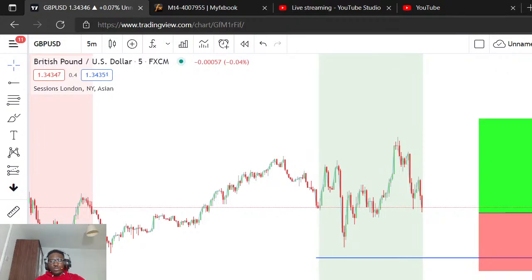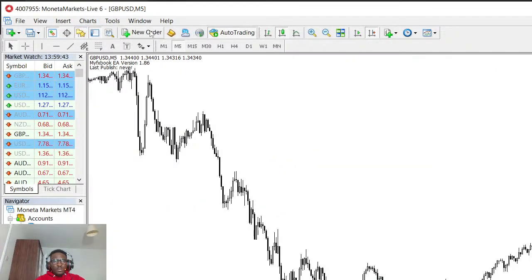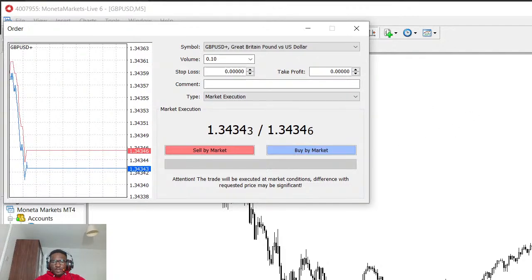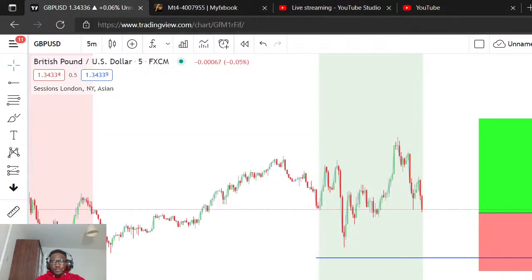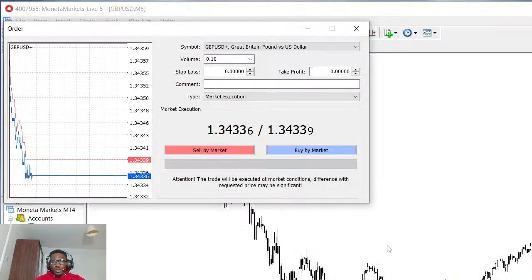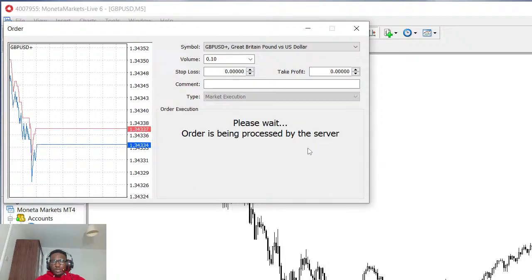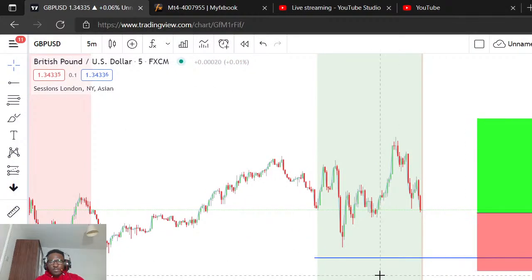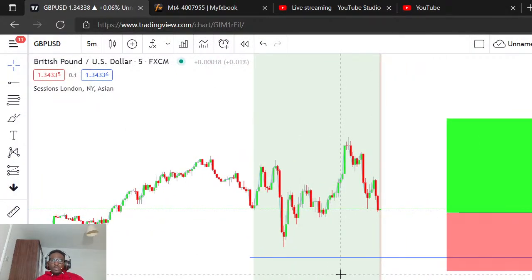So again, let's go back onto the account. New order 0.1 and 3, 2, 1, 0. So as you can see, I've placed the trade, and yeah, so now let's see what the market is gonna do in the next couple hours.